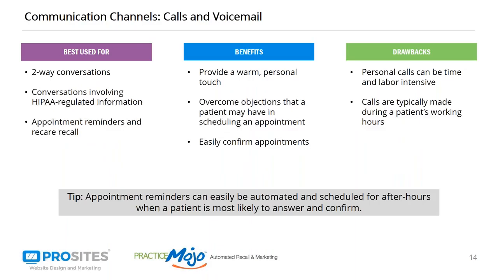So starting with phone calls and voicemails, these are best used for those two-way communications, those conversations where you just need two different people talking at the same time. Especially anything involving HIPAA information. You can't really use very many channels for that. A live phone call is the one to go with. These are great for appointment reminders, telling people they need to come back in because we haven't seen you in a while, things like that. It's a great personal communication.